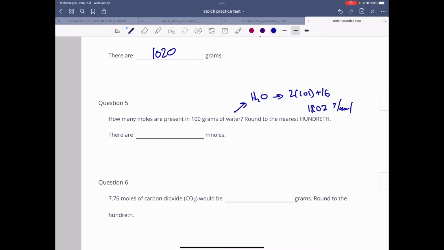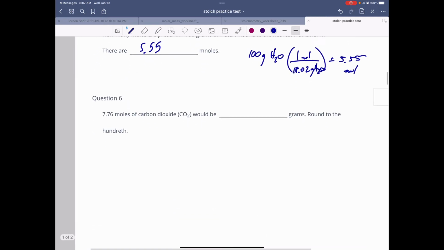So if you wanted to write this one out, you could go like this. The molar mass is 18.02 grams for every mole. And so it's 100 divided by 18.02. So 5.55 moles. So 5.55.